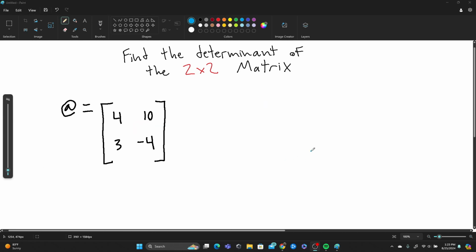Okay, go ahead and try this one on your own. Find the determinant of matrix @ sign. Go ahead and pause the video and try it out.